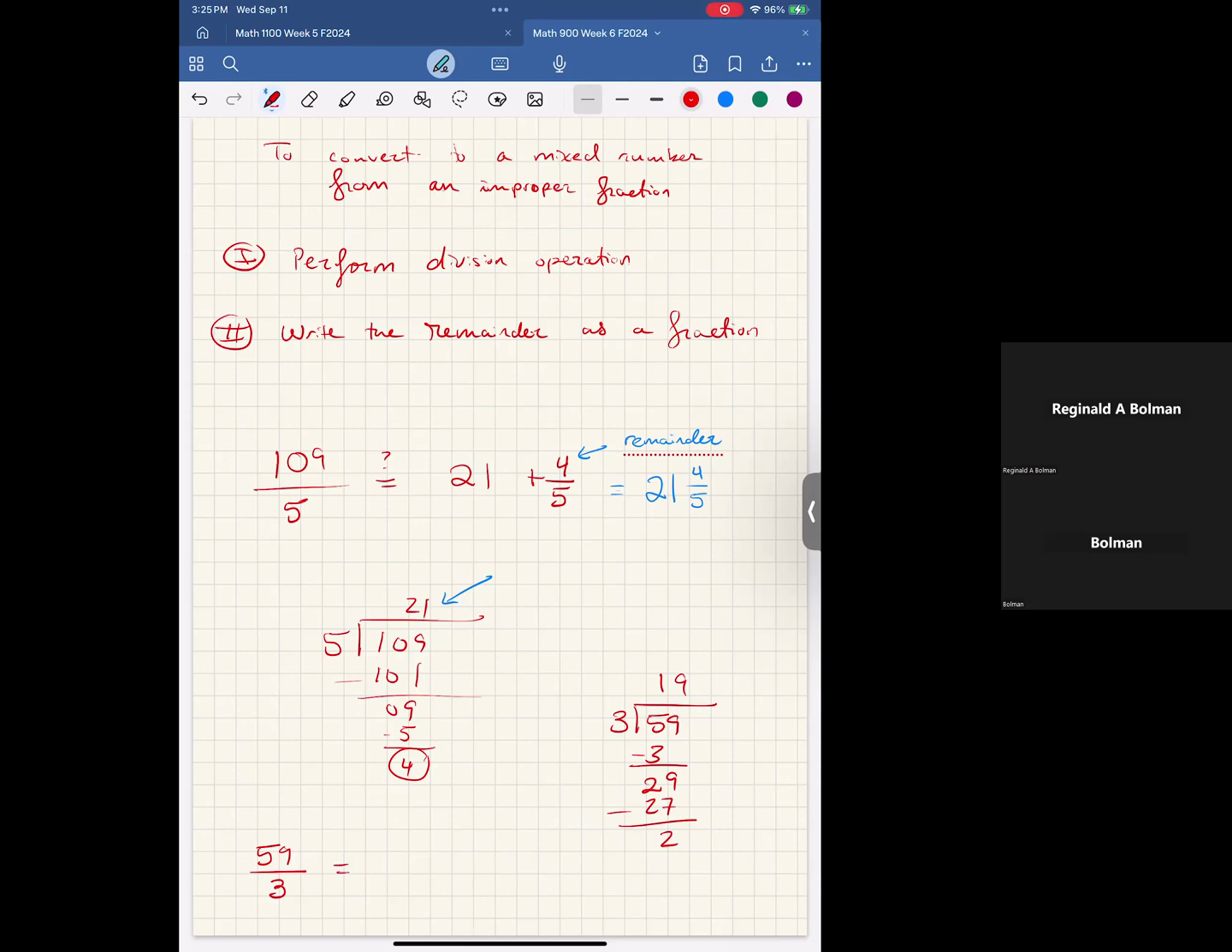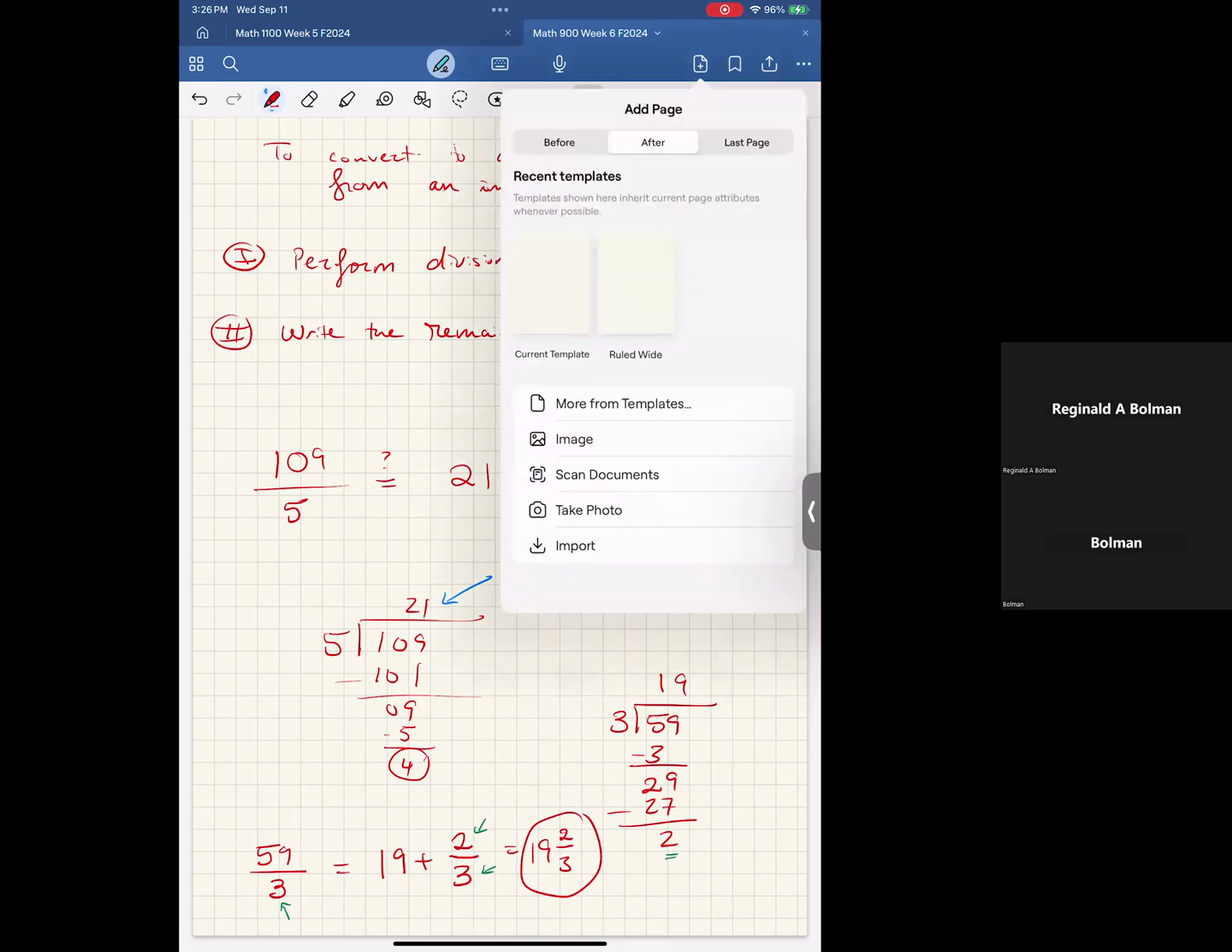So 59/3 as a mixed number, it turns out, would be exactly 19 plus 2/3. Not 2 and a third, but 2/3. Where we get this 2 from, this is our remainder. And we get the 3 from the fact that we were initially dealing with an item that had been cut into thirds. So now we can write the mixed number, 19 and 2/3, as simply a 19 with the 2/3 part next to it. Cool.